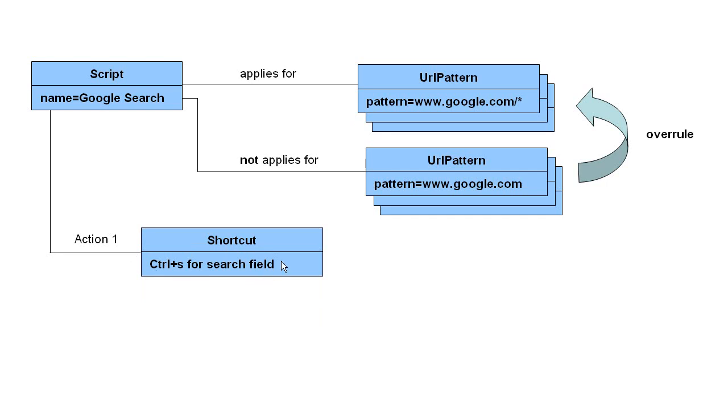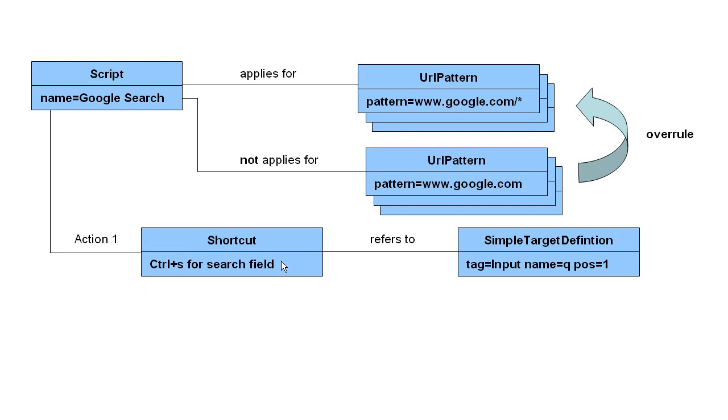Almost every action refers to a specific element on the website, and Customize Your Web needs a proper description so it can easily find the element after every page load. Customize Your Web offers two styles to describe the target element. The first is a simple style, and that's just a list of name value pairs which identifies the target element.